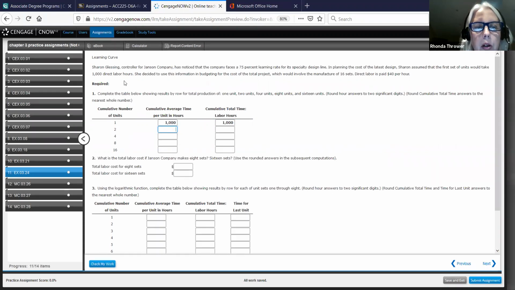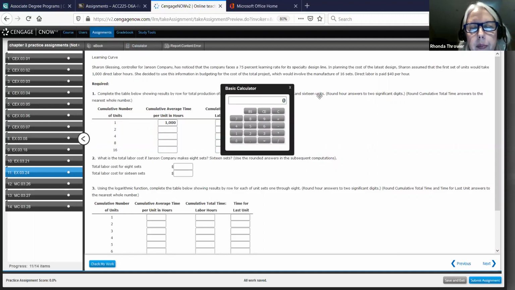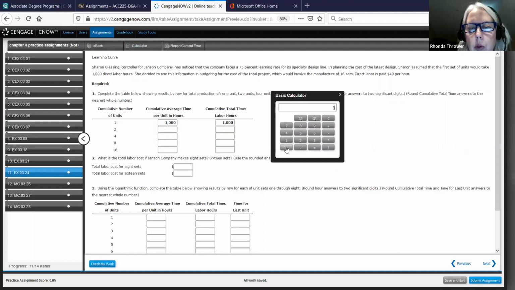So what I'm going to do here is I'm going to put in my calculator 1,000 hours is what it takes to produce 1 unit. But the learning rate is 75%. So when we get to producing 2 units, the second set of units, then we would multiply this 1,000 times 75%. And that will give us 750 as the amount of cumulative average time per unit in hours.